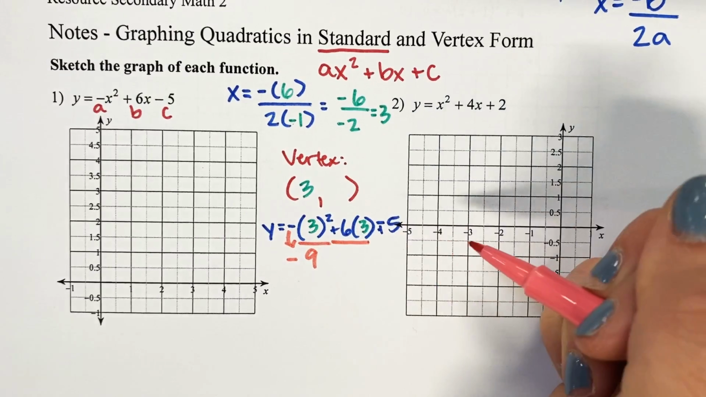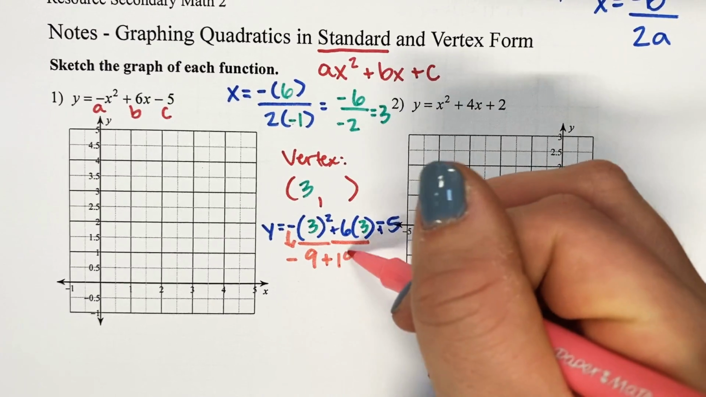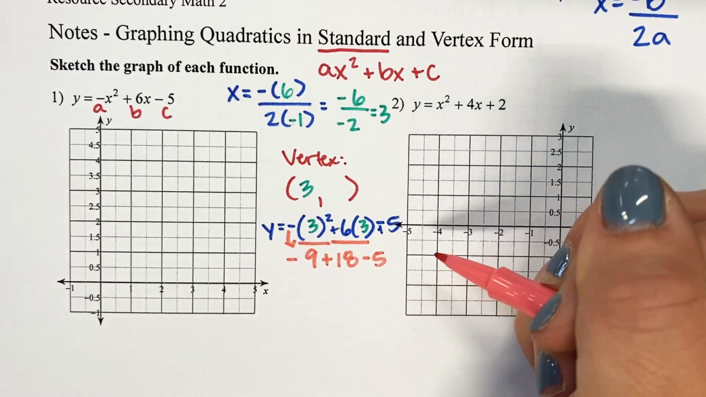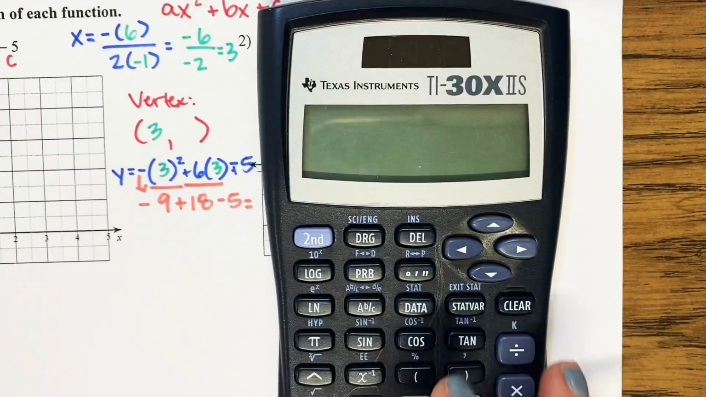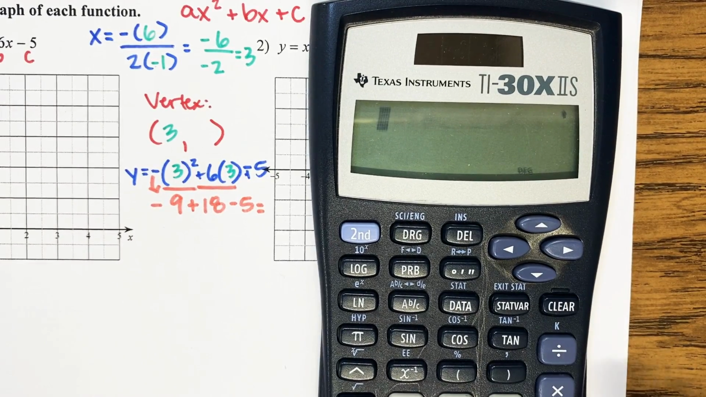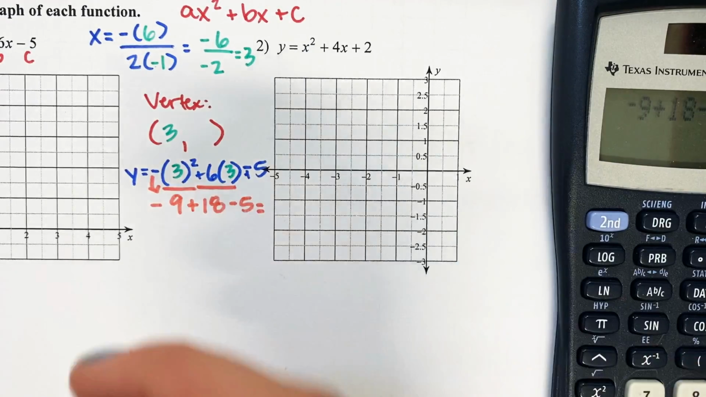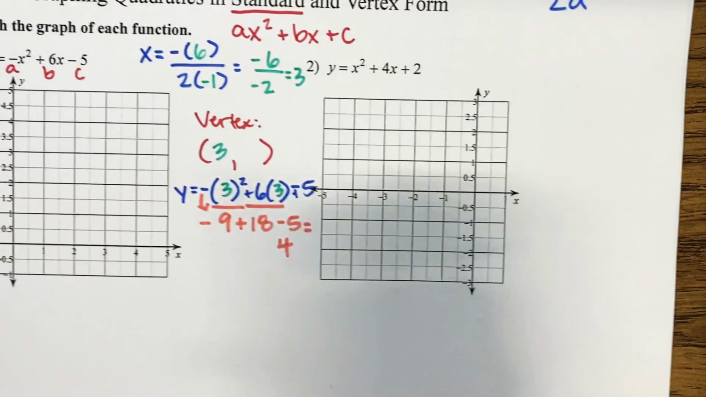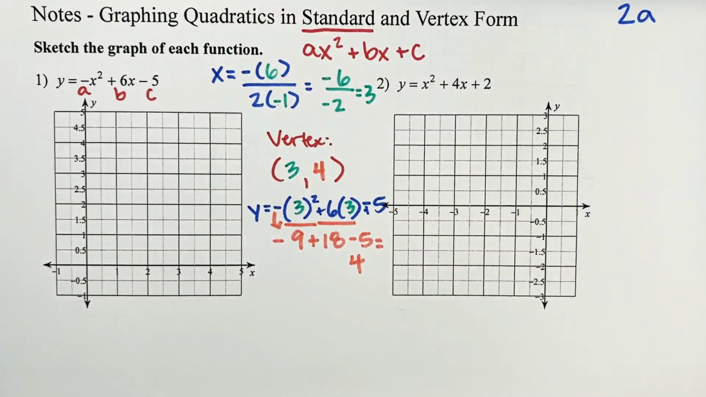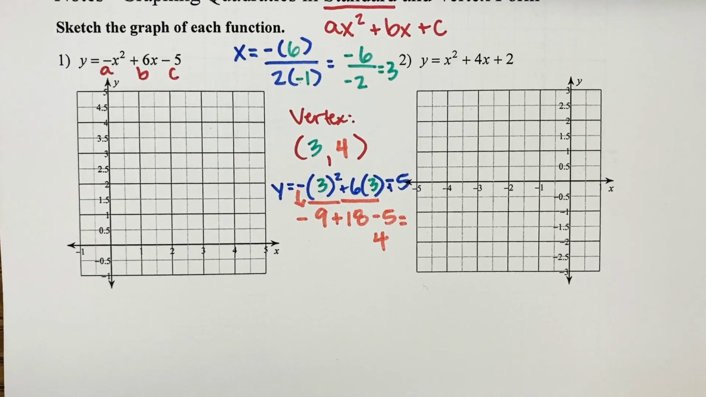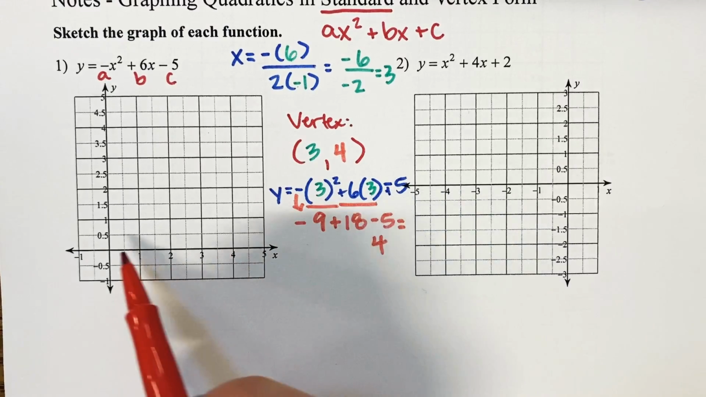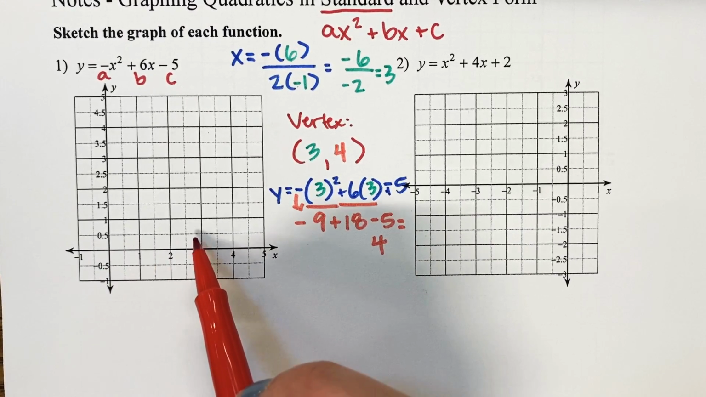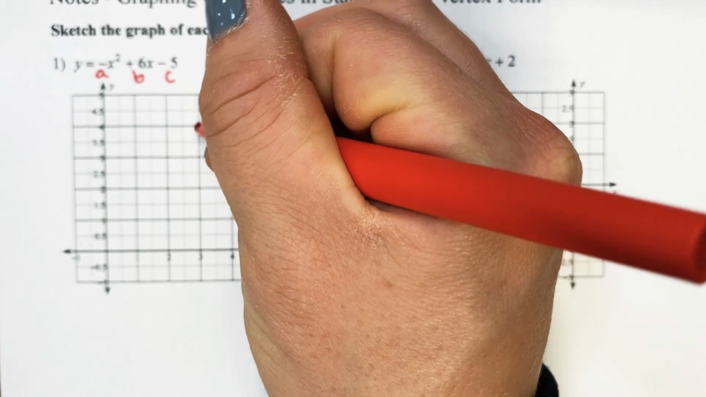Now we have 6 times 3 is positive 18, and minus 5. We can put all of this into our calculator if you'd like. You're always welcome to use a calculator. Negative 9 plus 18 minus 5 gives me positive 4. So the y part of our vertex is positive 4. Let's go ahead and graph this. Always find your x part first, so identify positive 3, and then go up to positive 4.